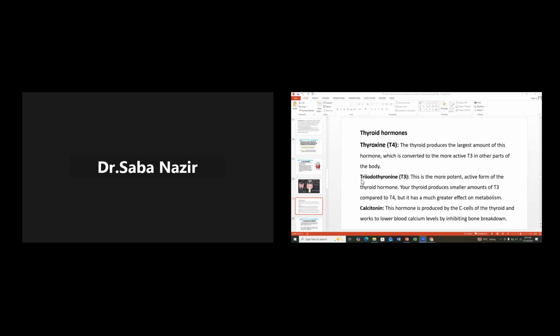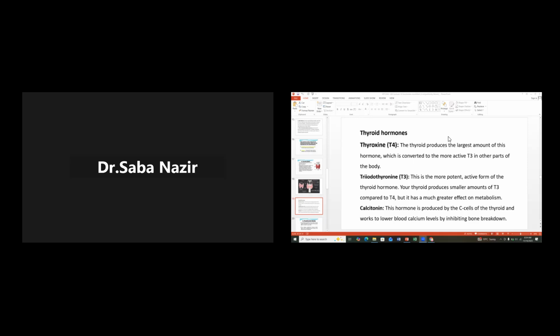Now, regarding the secretion of the thyroid gland, it produces three different types of hormone: thyroxine T4, triiodothyronine T3. Basically, as we discussed, T4 is produced in the largest quantity, and as soon as T4 hormone is produced, it is converted into T3 hormone, which is the active form. It means that T4 is the inactive form of thyroid hormone, and as soon as it is released, it is converted into the active form.